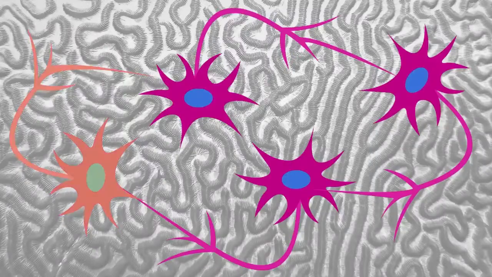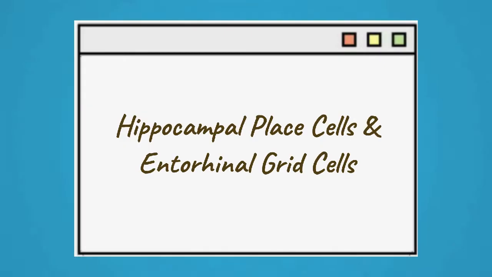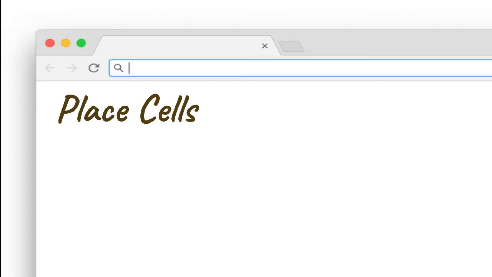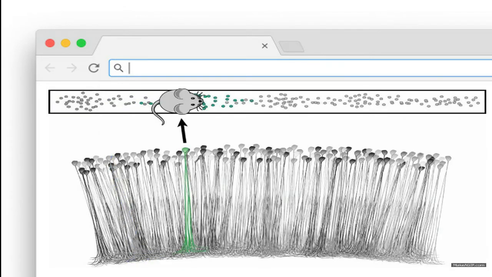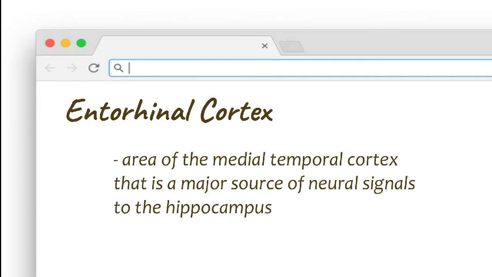Neurons of the medial temporal lobes and memory. Now let's go to the hippocampal place cells and entorhinal grid cells. Place cells are neurons that respond only when the subject is in specific locations. One line of research on hippocampal place cells has focused on the entorhinal cortex. This is an area of the medial temporal cortex that is a major source of neural signals to the hippocampus.